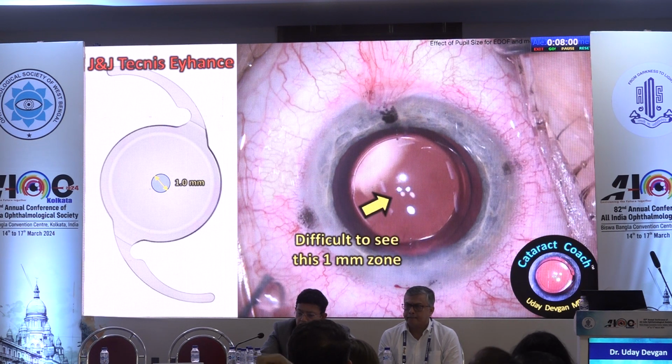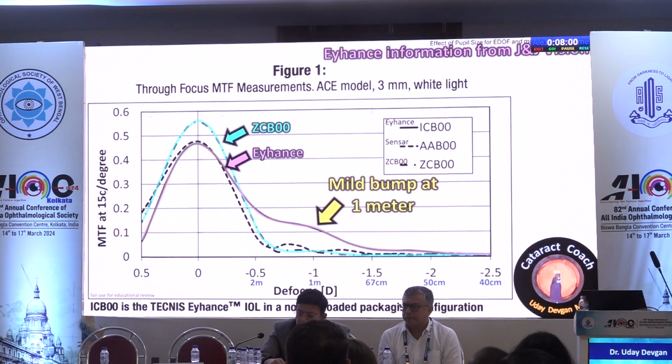It does not meet the criteria. It's only a central 1 millimeter zone on an optic that's overall 6 millimeters and 5 millimeters of focusing. So because of that, it has a very modest effect. This is from J&J's own data. And you can see it's a very, very mild bump in purple there with the Eyehance at 1 meter.